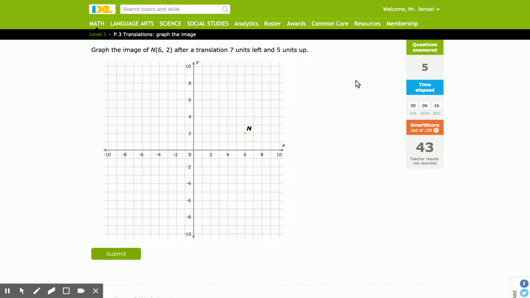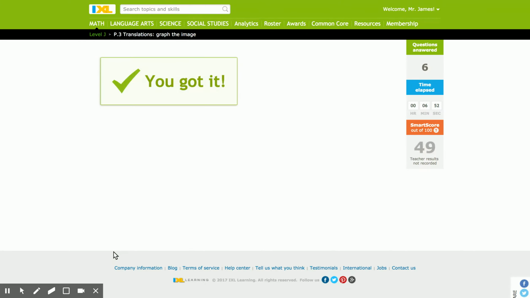Okay, so I skipped ahead to some of the more involved ones here. And so now we're being asked to do more than one thing. We're asked to graph the image of point N, 6, 2, after a translation of 7 units to the left and 5 units up. So we need to begin by moving 7 units to the left. That takes us over to -1 from 6. And then up 5 units right up there at 7.